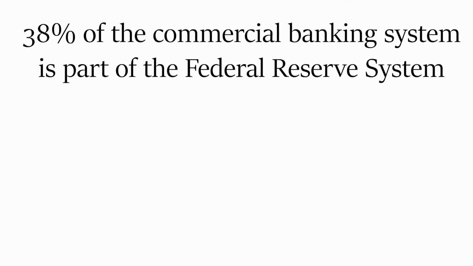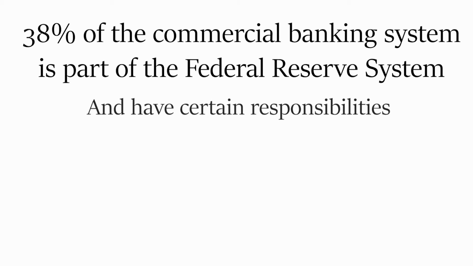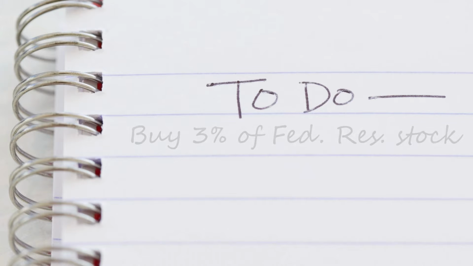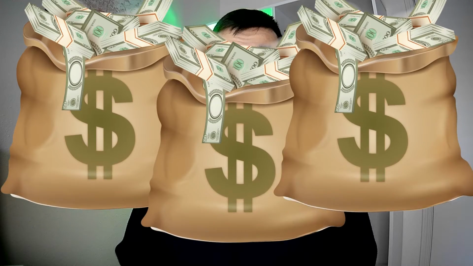38% of commercial banks out there are members of the Federal Reserve System. Member banks have a series of requirements to fulfill, one of those being owning 3% of the stock of that regional Federal Reserve Bank. But they do get paid dividends for holding on to it, so the incentive is there.